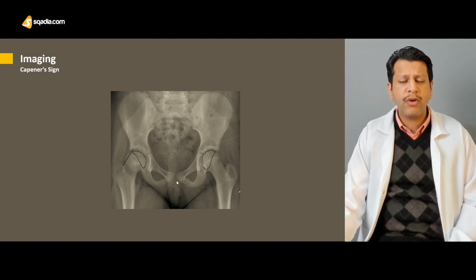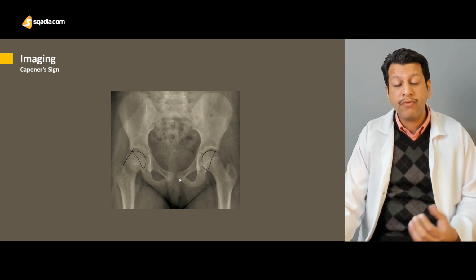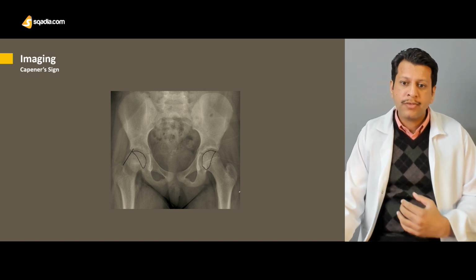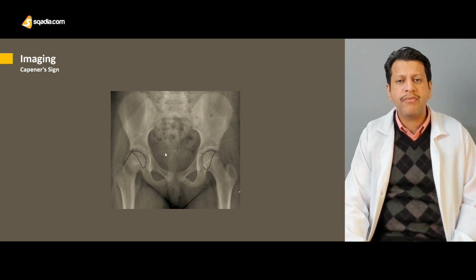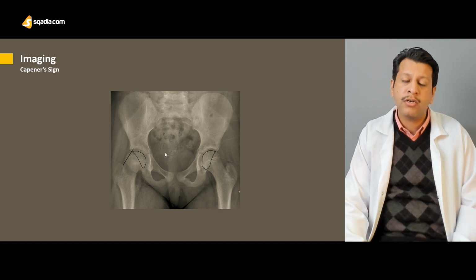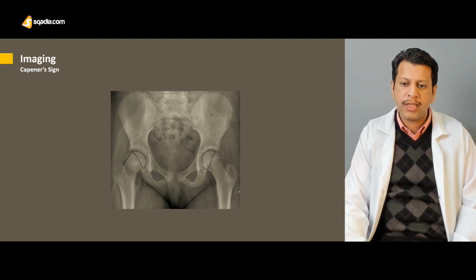Otherwise, as there was a history of coccyx fracture, you can look at the coccyx bone as well, but usually it may at max show a malunited fracture of the coccyx bone. That's it.